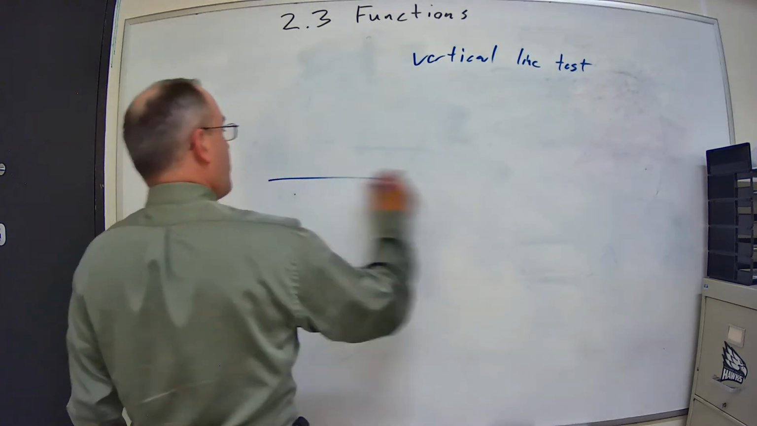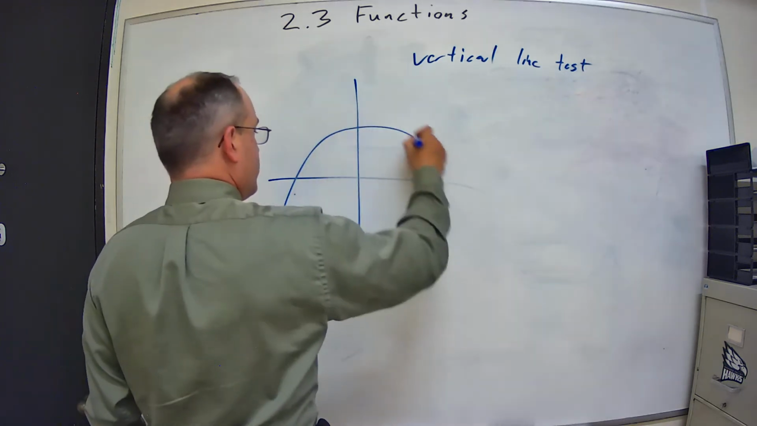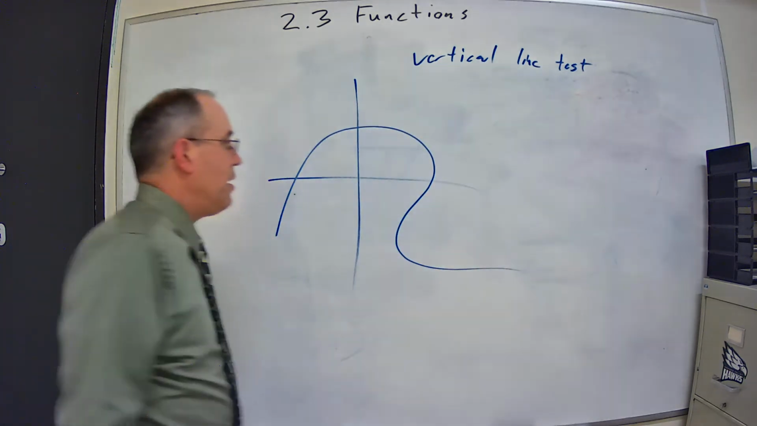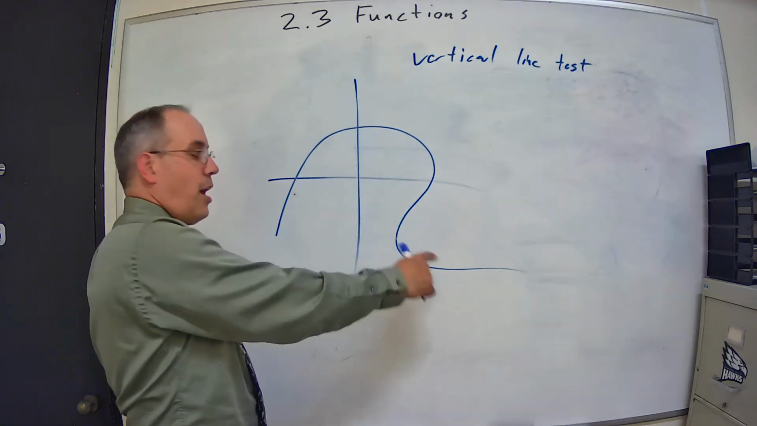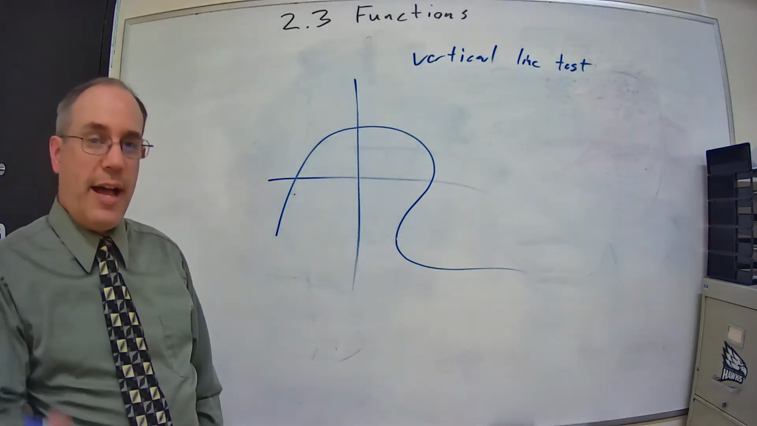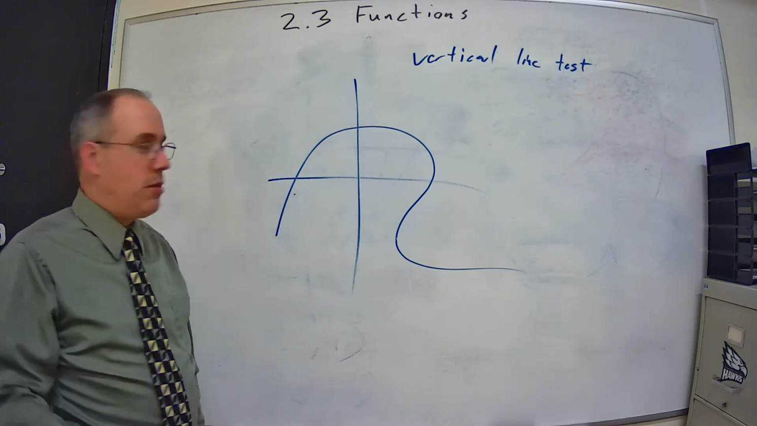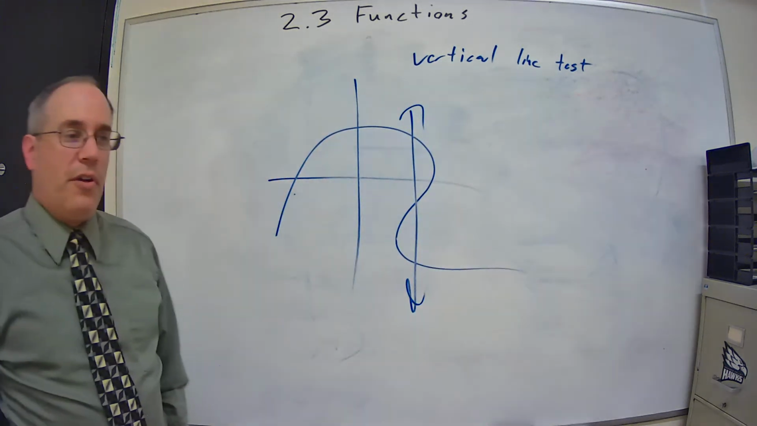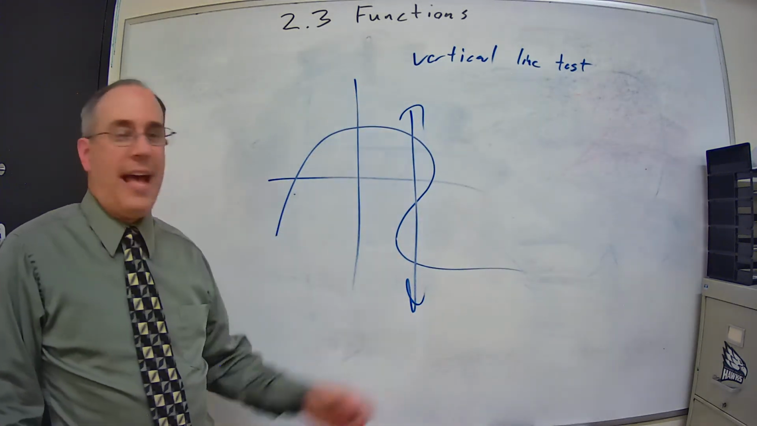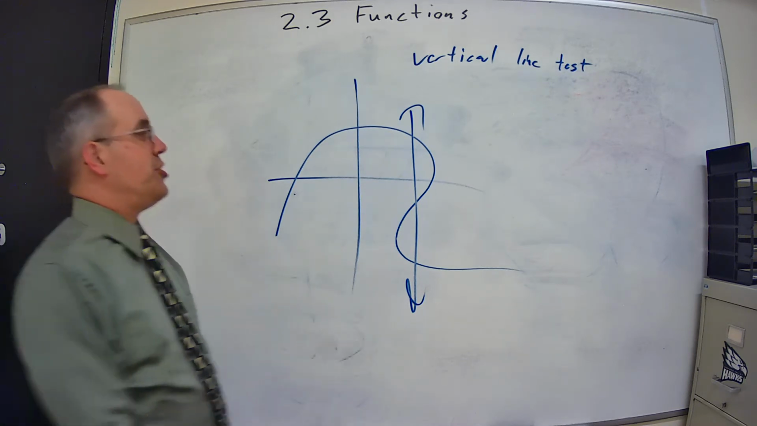Whereas if I drew something like this, and said, is this a function? It's obviously a relation. Every point on here can be defined by an ordered pair. But is it a function? No. I can draw a vertical line and have it pass through that curve in more than one point. Therefore, this is not a function.